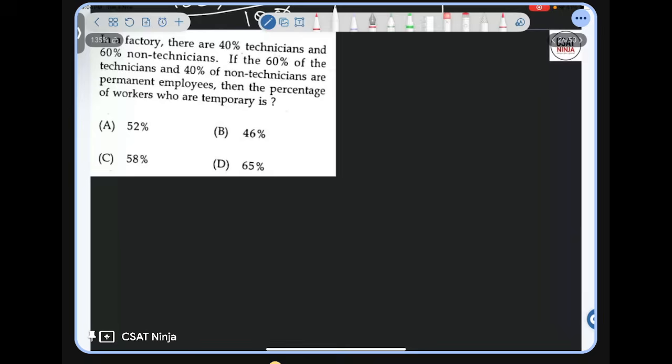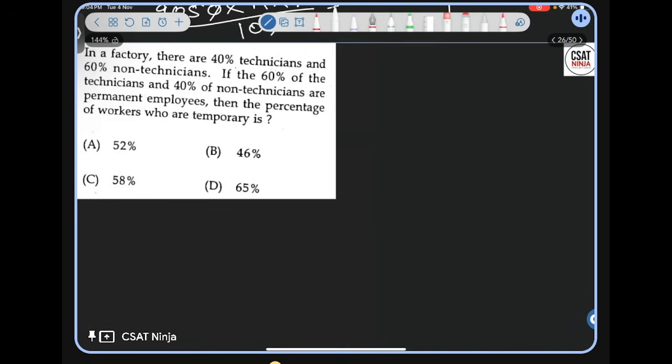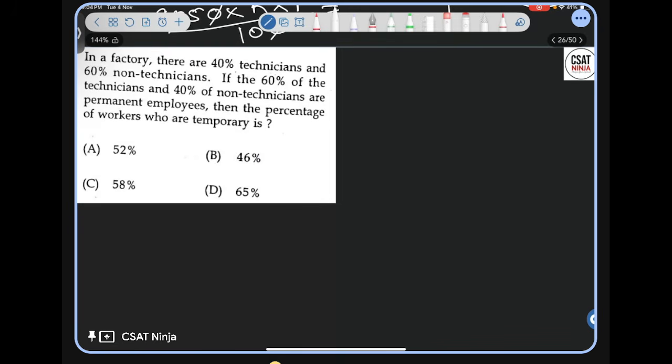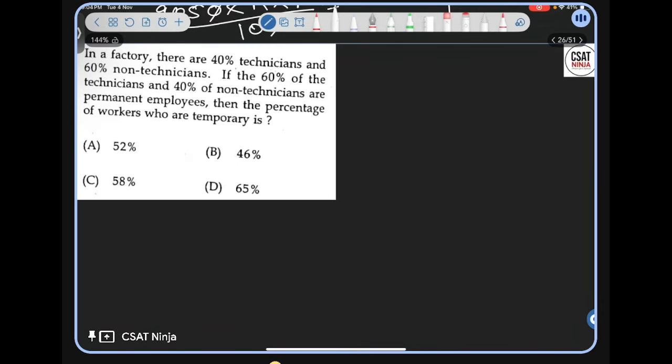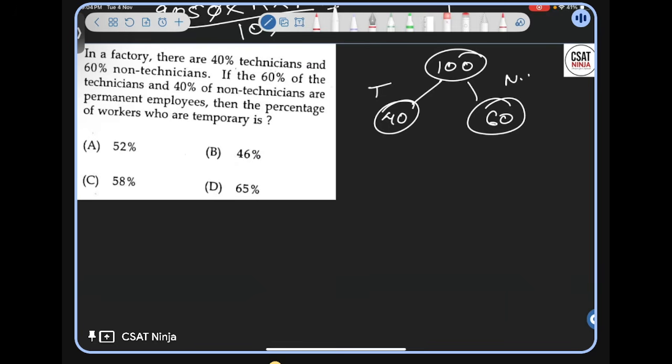Okay, next question. This question was a very tricky question. It was not a very easy question, okay? The question says, in a factory, there is 40% technicians and 60% non-technicians. So let me just use it like this. There is 100% in the factory, and out of that, the question says 40% are technicians and 60% are non-technicians.